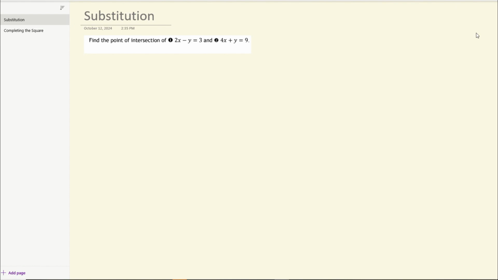So today we're going to talk about how to get the point of intersection of two linear systems. Remember that a linear system in grade 10 math is just two variables and two equations, and what we're looking for is the point of intersection of those two lines, right?